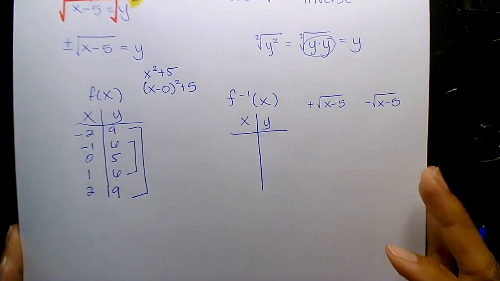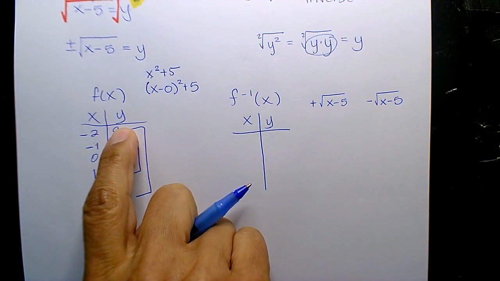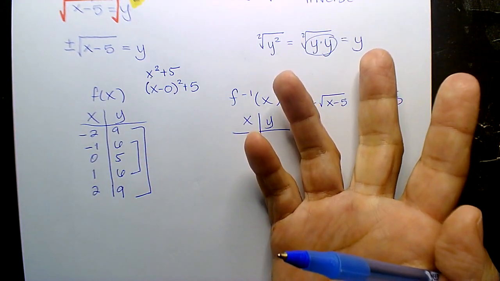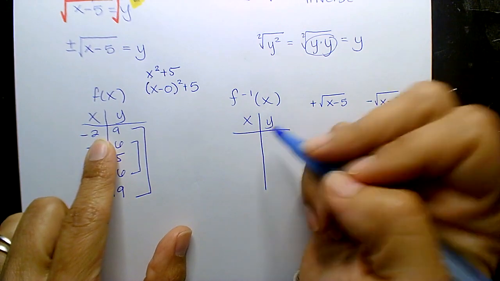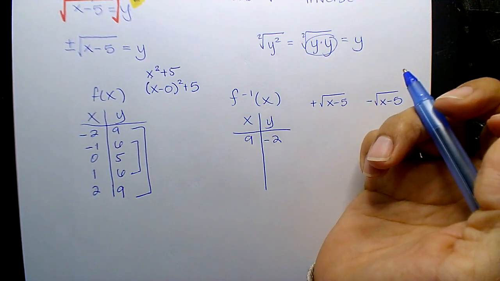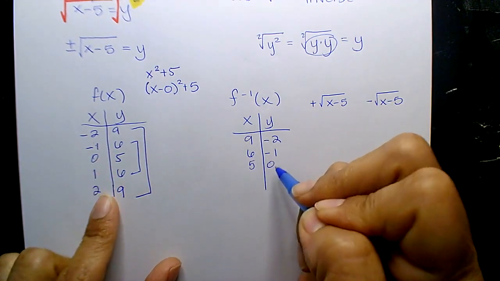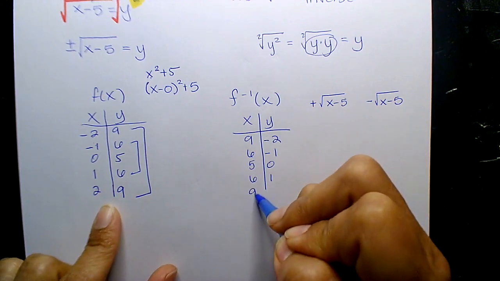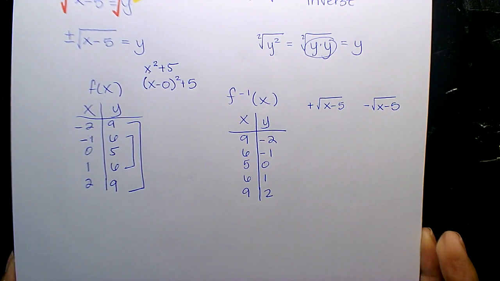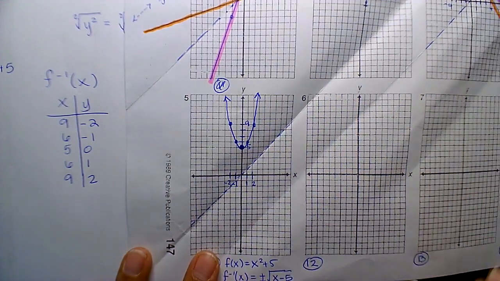All right, so how do you get your coordinates from a regular f of x function? Don't you just switch the coordinate points, right? Didn't we go over that already? So instead of -2, 9, it's 9, -2, right? Right, because we switched x for y and y for x. So 6, -1, 5, 0, 6, 1, 9, 2. And you plot those points, and now you have your inverse function.